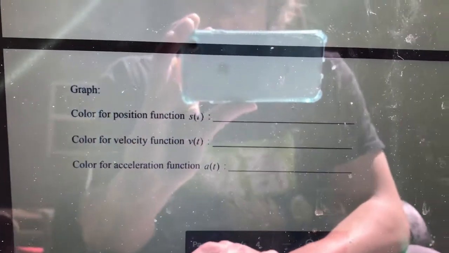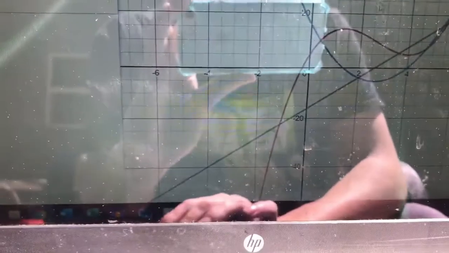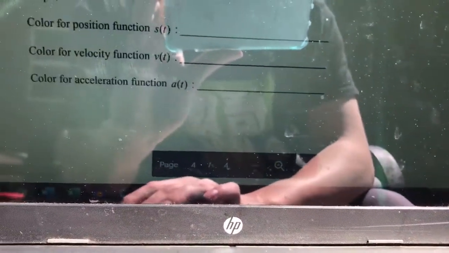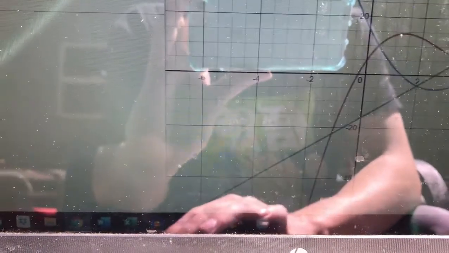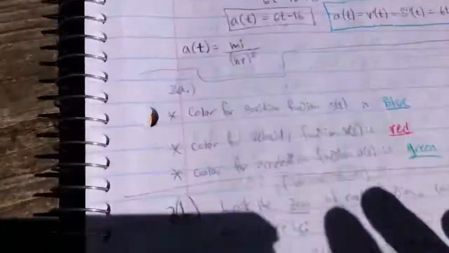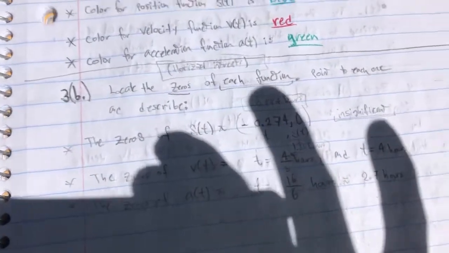The color for position function s of t is red in this case. The color for the velocity function v of t is blue. And the color for the acceleration function a of t is green. I had different colors earlier. They were swapped, but I used the same three colors when I wrote it down. But anyways, so 3b. What is 3b? Let's look.